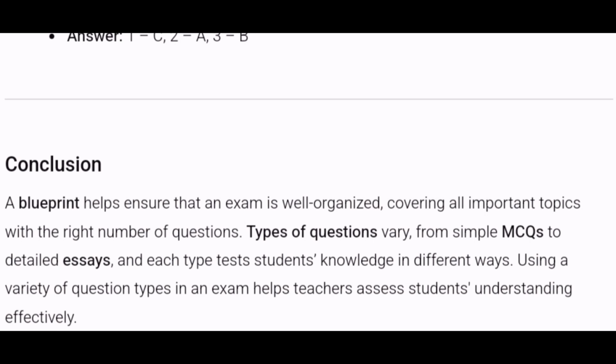All right, remember this word is important. Types of questions vary, all right. Types of questions you have studied already: MCQs, then match the following, then true or false, then very short answer type, one word answer type, essay type, descriptive type, long answer type, right? So different types of questions are there. So I think this is all in this video.